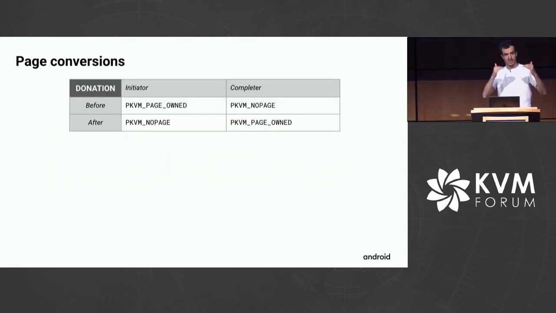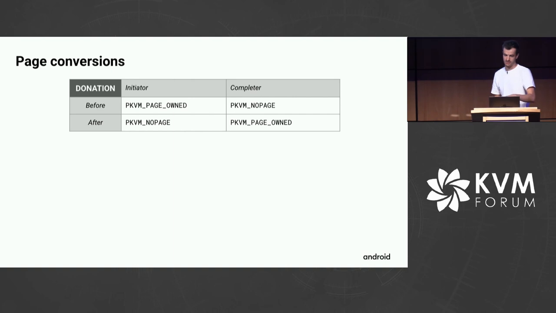Now that we've defined the state, we have also formalized the way we can transition from one state to another. Donation of pages, all of those transitions happen in two steps. We first check that a certain invariant is correct in the page table of the initiator of the transition and the completer of the transition, and then apply the changes to the page table. For donations, we expect that the initiator of the transition has exclusive access to the page that is being donated. And obviously, it's implied that the completer doesn't have access to it.